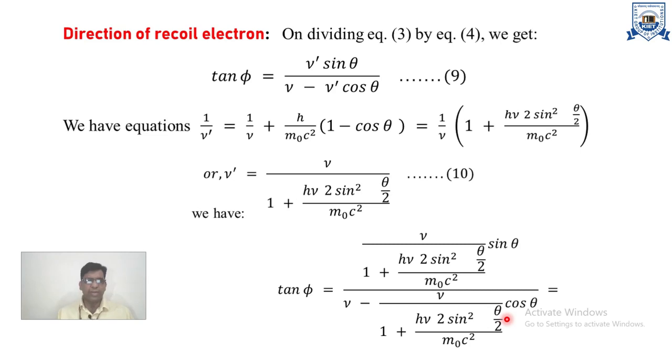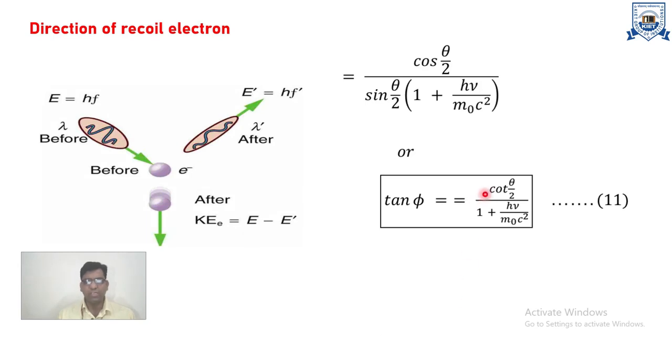We can also calculate, on the basis of this experiment, the direction of the recoil electron. If we divide equation 3 and 4, the equation becomes this value, and we know these formulas, and lambda dash, put in the value and get the result. The result becomes tan phi, the direction of the recoil electron, because after scattering some electron will be ejected from the shell. Then nu upon 1 plus this value, and putting this value, the equation becomes tan phi is equal to cot theta by 2 plus 2 h nu upon m naught c square.